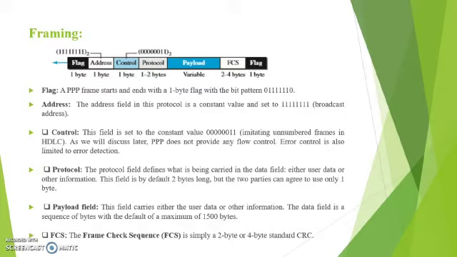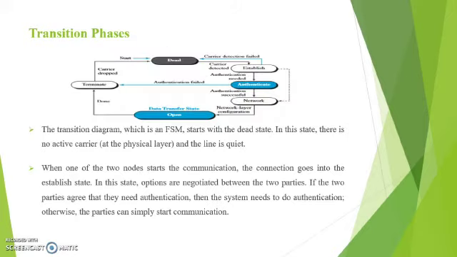Address. The address field in this protocol is a constant value and set to 8 ones. Next, the control field is set to a constant value. Then the protocol field defines what is being carried in the data field, either user data or other information. The payload field carries either the user data or other information. The FCS, that is the frame check sequence, is simply a 2 byte or 4 byte standard CRC.